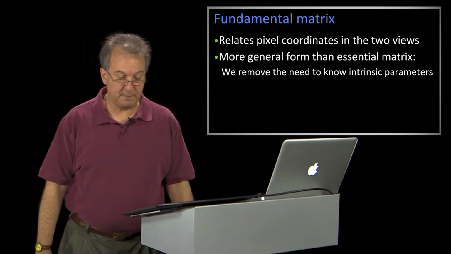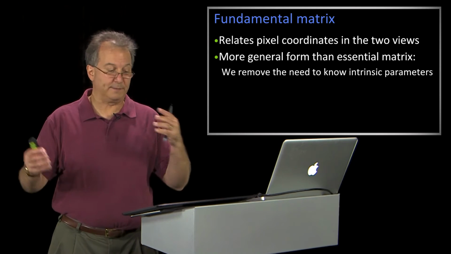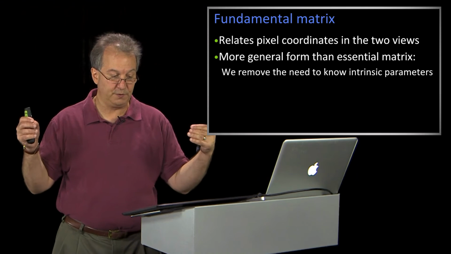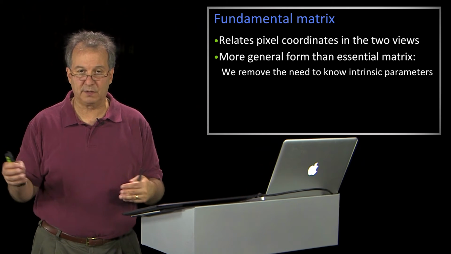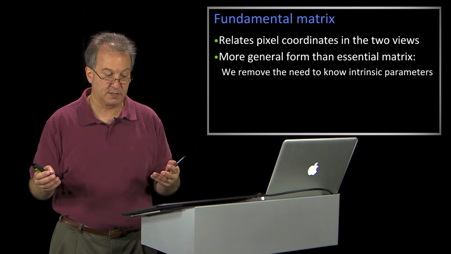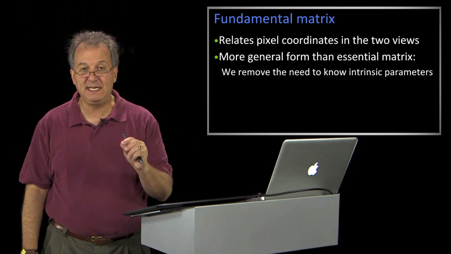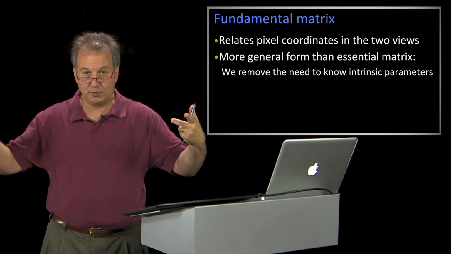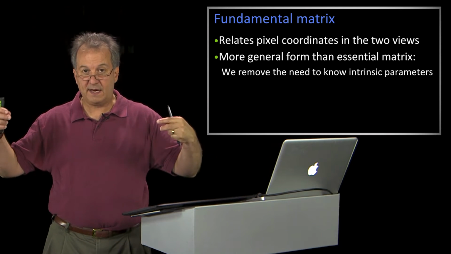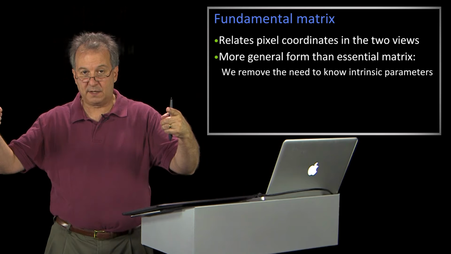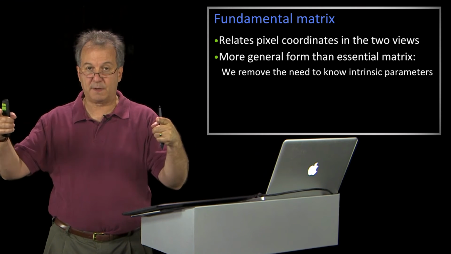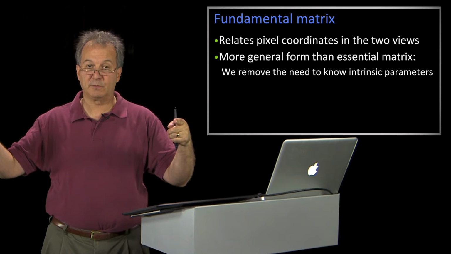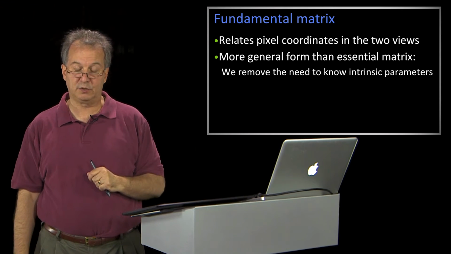So now that we have the fundamental matrix, well, so what? Well, as we said, it relates between the pixel coordinates in the two views. And it's much more general than the essential matrix because we've removed the need to know the intrinsic parameters. If you told me the intrinsics, okay, then I could figure out the rays that correspond. And if I know the rays that correspond in the 3D camera coordinates, I could compute the essential matrix. I could figure out the real rotation or translation.